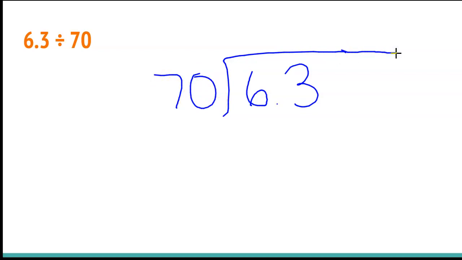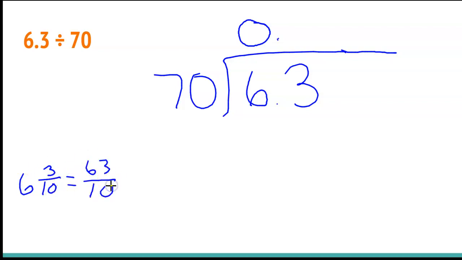All right, I have 6 ones into 70 groups. That's not going to give me an integer. I'm going to put a 0 up there just to keep my place value. And I'm going to carry up that decimal as well, again, just to keep my place value, because place value is so important. All right, so now I'm at 63 tenths, because I had 6 ones and 3 tenths. I'm working with this 63 in my tenths place. Okay, 63 divided by 70. Still not going to get a whole number integer, so 0 again, keeping that place value.